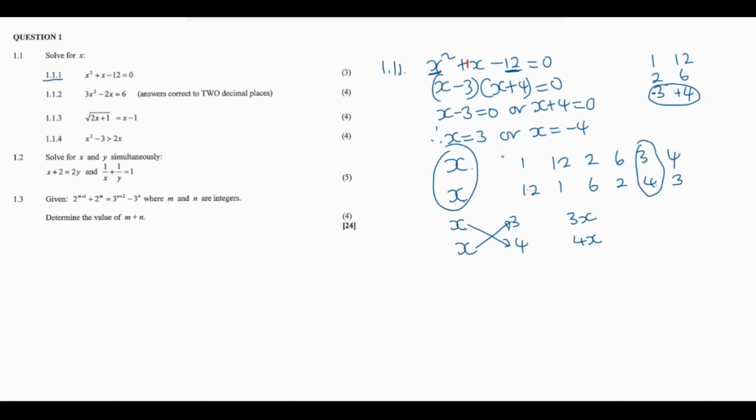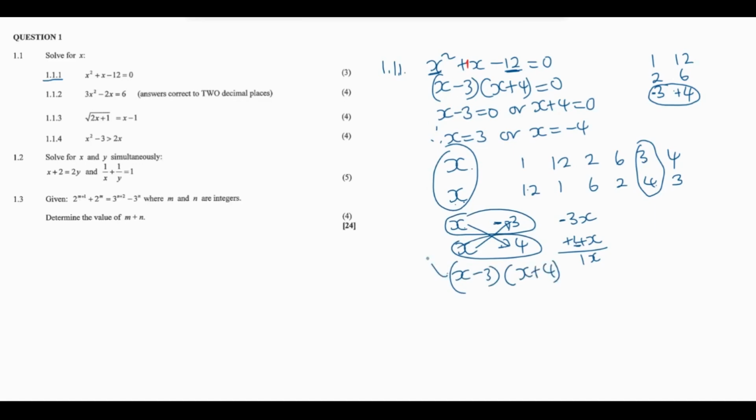And then what do we do to get 1 here? This must be negative 3. This one must be positive 4. Negative 3x plus 4x, that is 1x. So it means then this factor, since this one is negative 3, this one must be negative. This one is positive 4, this one must be positive. Then these are your factors. Just have your x minus 3, then x plus 4. That's another way.